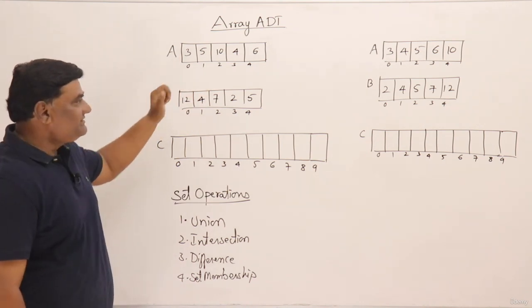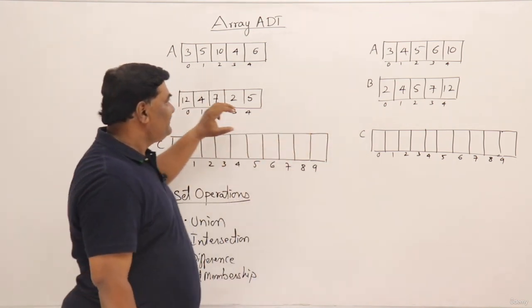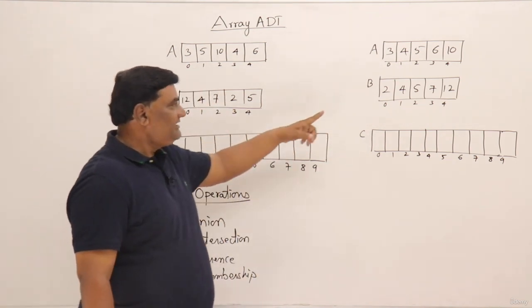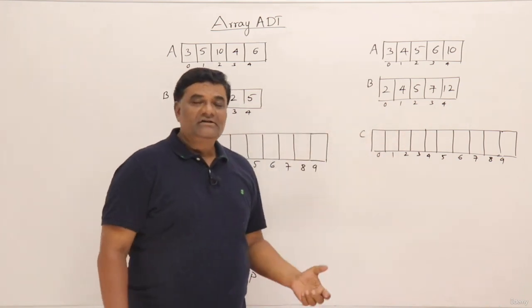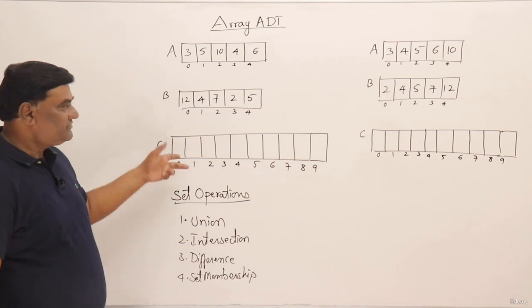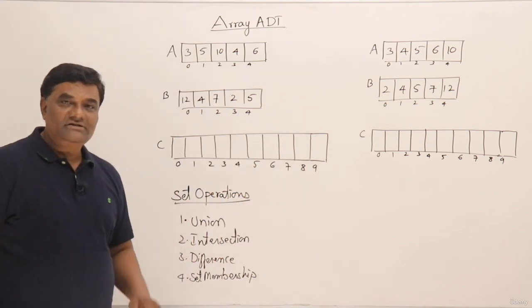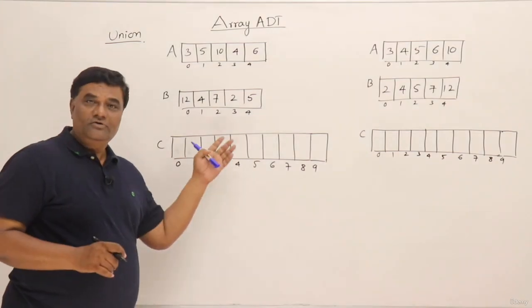Some five elements I have taken. And I have taken one more example here. The difference is these elements are not sorted, but these are already sorted. So let us see how we can perform these operations if the elements are not sorted and if they are sorted. Let us look at the union operation and see how to perform it.